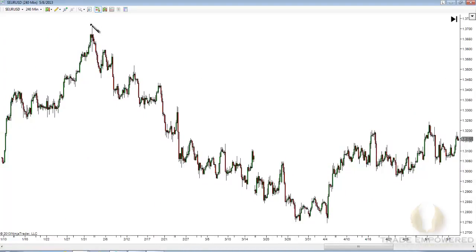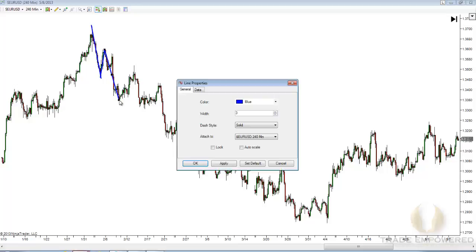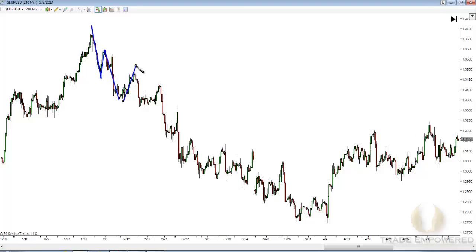You'll see initial starting point. You'll see initial structure low, outside return, lower low, lower close. We have a new structure low. Outside return, lower low, lower close, giving us a new structure low.